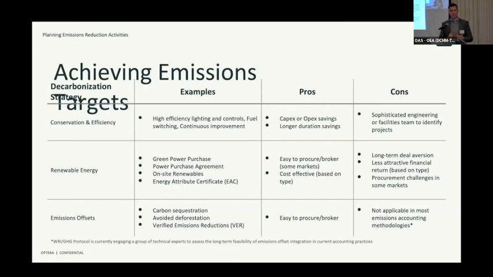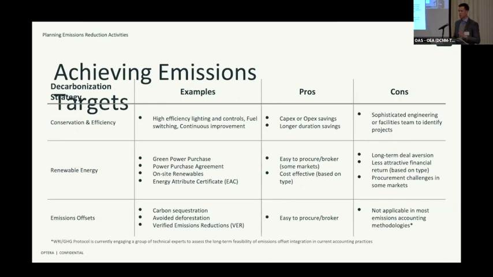The first is conservation and energy efficiency. So these are things like lighting, HVAC, fuel switching, continuous improvement in operations, right? The nice thing about these is that they often produce a positive ROI. So you're going to get paid back on this, okay? The con is it sometimes takes a fairly sophisticated operations team or engineering team to identify these projects, to get them moving, and to continuously find new projects each year to achieve the rate of decarbonization required.